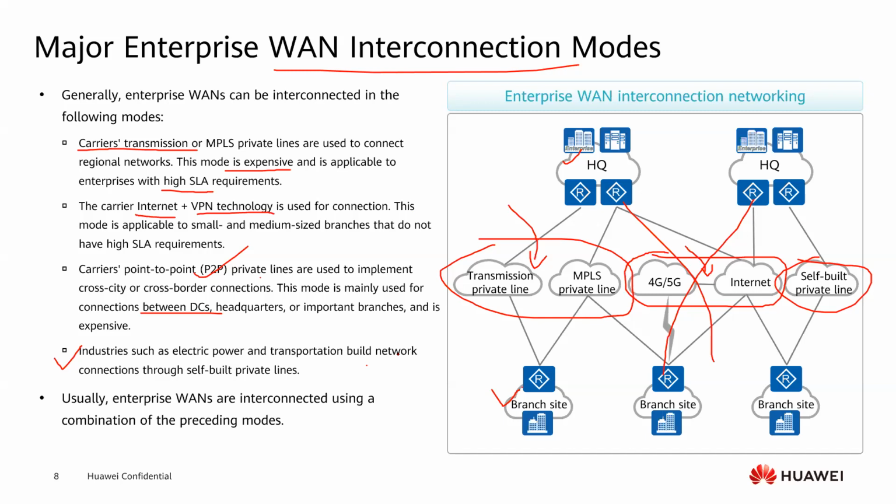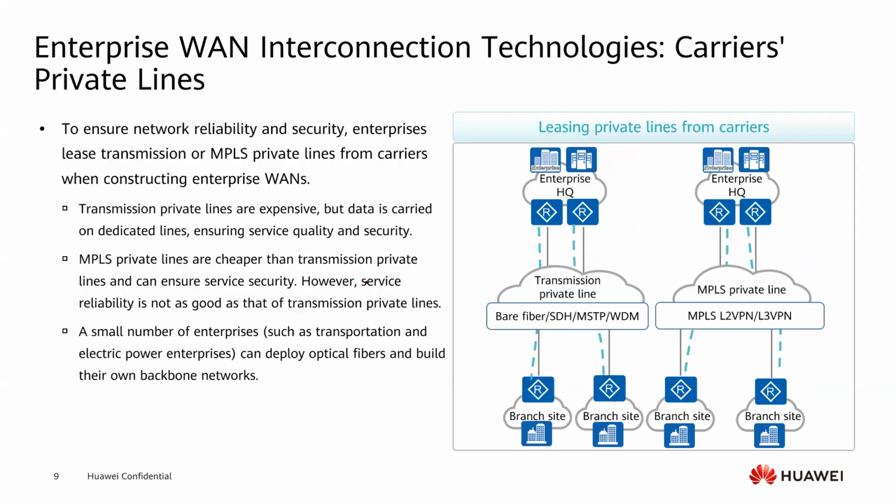Okay, and most of the time, when some enterprises create the interconnection, they will actually use multiple of them, a combination of those modes. Like some companies will lease one MPLS line and lease one internet line, and the internet line will be used as a backup. Okay.